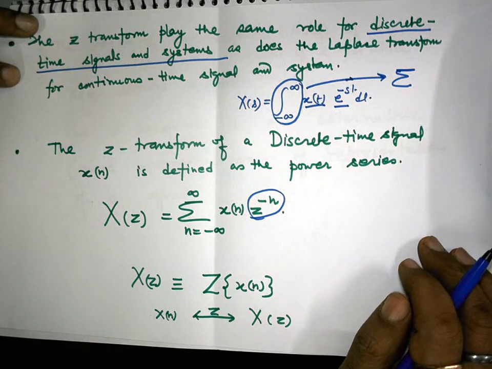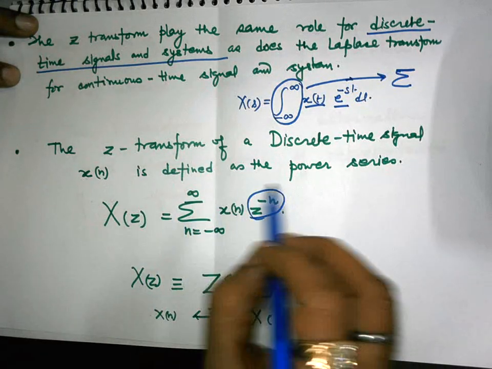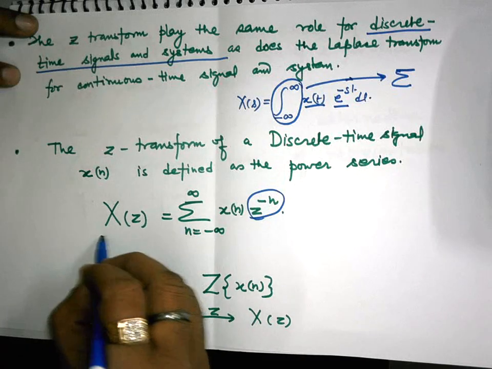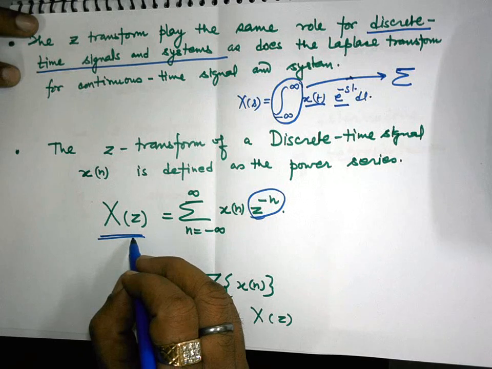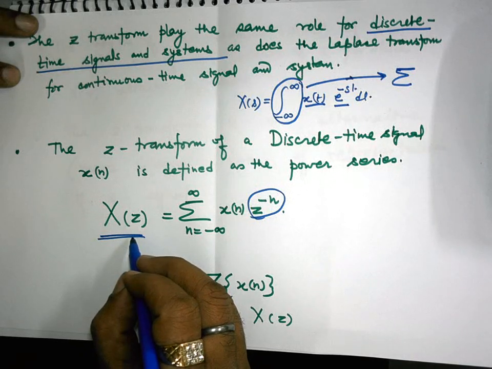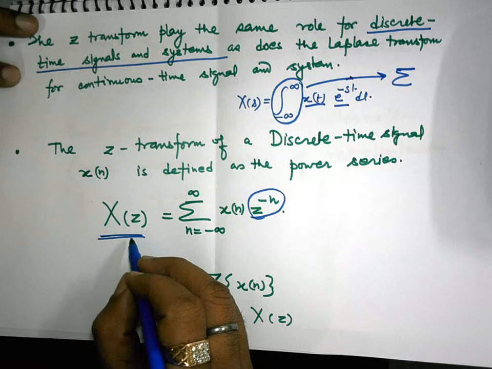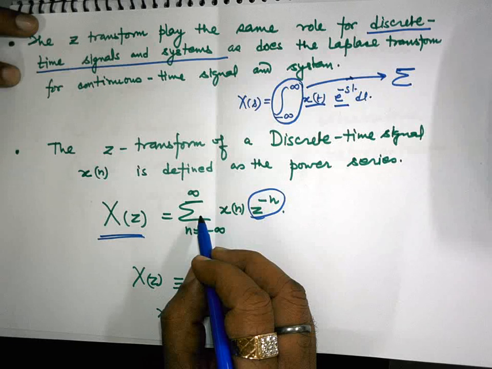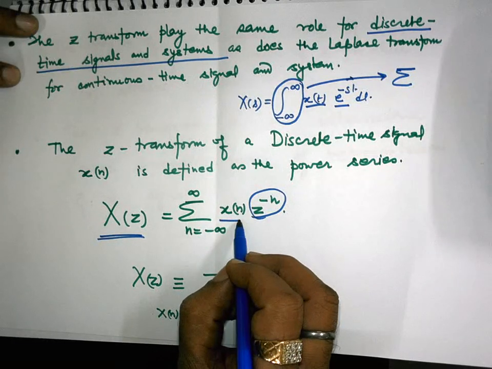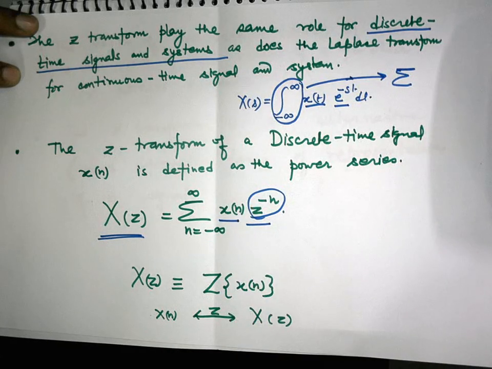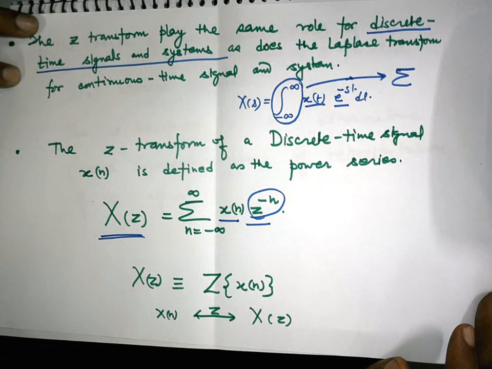Okay. So, for discrete time signal and system, we define a power series X(z). X(z) means the z transform of signal x(n). This gives the z transform of signal x(n), and it is defined as summation n ranging from minus infinity to infinity x of n z to the power minus n. So, this is the defining relationship of z transform.